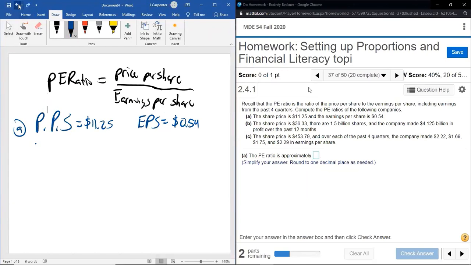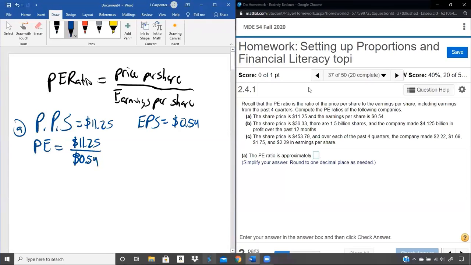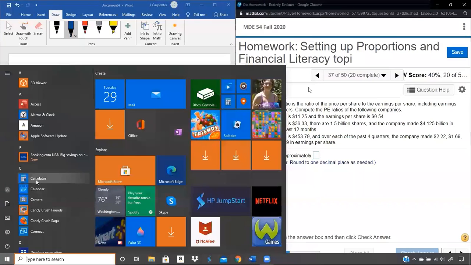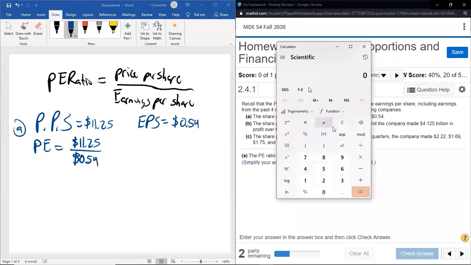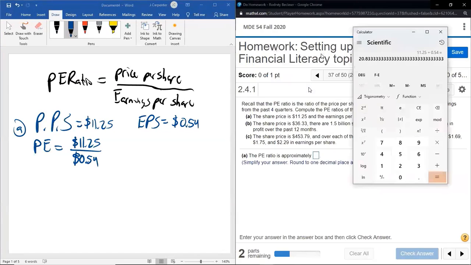This is the easiest one. So your PE ratio, which I'll just write PE, is $11.25 divided by 54 cents. We pull out a calculator. We do 11.25 divided by 0.54. And we get this ugly number, 20.83333333. They tell us to round to, interestingly enough, one decimal place. I thought it was two for some reason. Hold on a second.